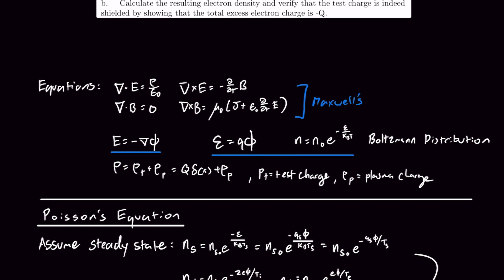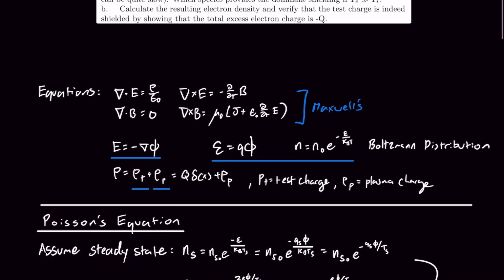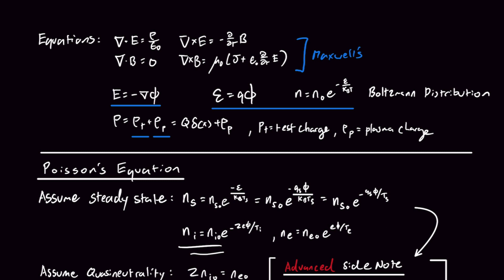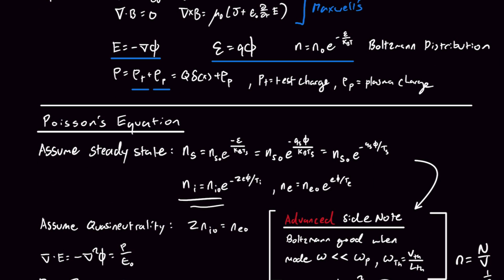So for the Boltzmann distribution, we want to know the charges that we're dealing with. One charge we're dealing with is going to be the plasma charge. This is going to be the distribution of charges. And then another charge we're going to deal with is the test charge. Whenever you do shielding, you want to have a test charge that you're shielding. So we'll represent this as 1Q and a delta function, which says that it is a single point in space. All right, so now that we have everything here, let's go through the whole process.